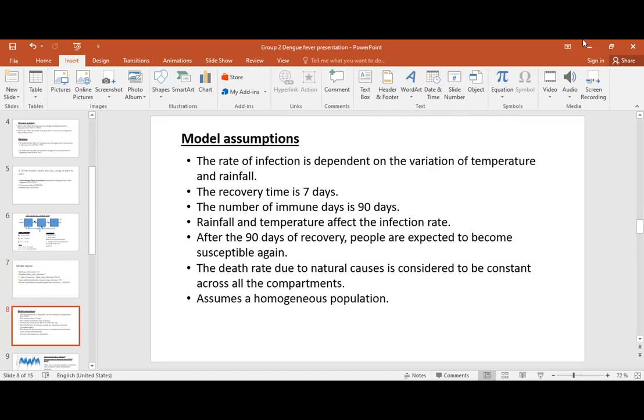I request my other group members to go on with the model assumptions. Okay, so the model assumption, the rate of infection is dependent on the variation of the temperature and the rainfall. And the recovery time is 7 days. The number of immune days is 90 days. Rainfall and temperature affect the infection rate. After the 90 days of recovery, the people are expected to become susceptible again. The death rate due to natural causes is considered to be constant across all compartments, which assumes a homogeneous population. Okay, next slide.